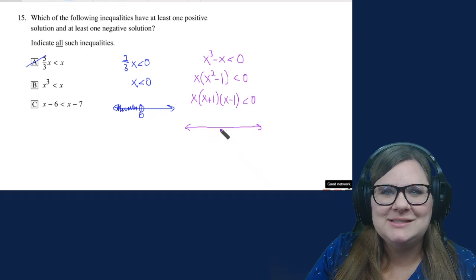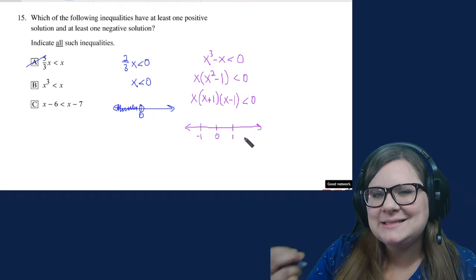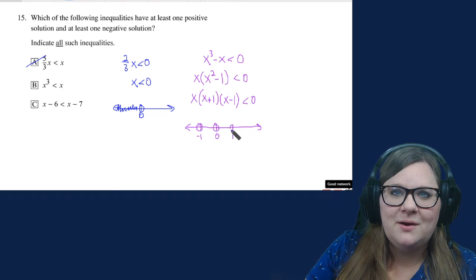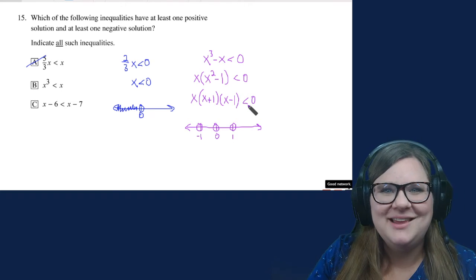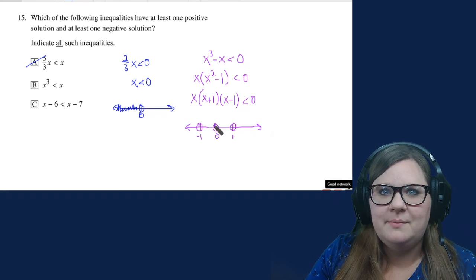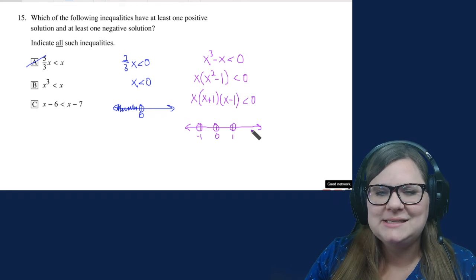So x equals 0 would cause this to be 0. -1 and +1 would also make it 0. Now, since it's less than 0, we can't actually include those values. All right, if it was less than or equal, you could. And then we're just going to test a few things. We're going to say, okay, if I plug in something less than -1, between -1 and 0, between 0 and 1, and more than 1, all right?